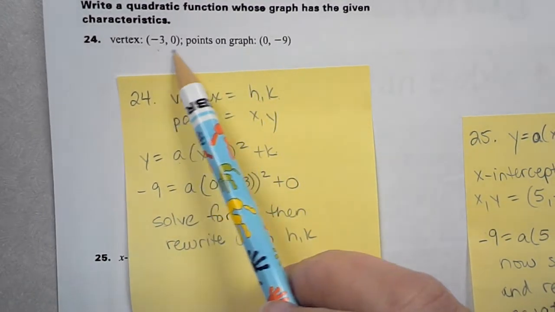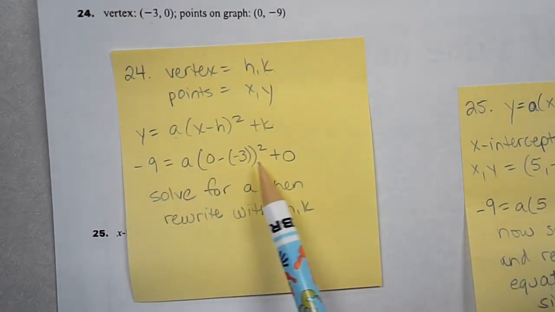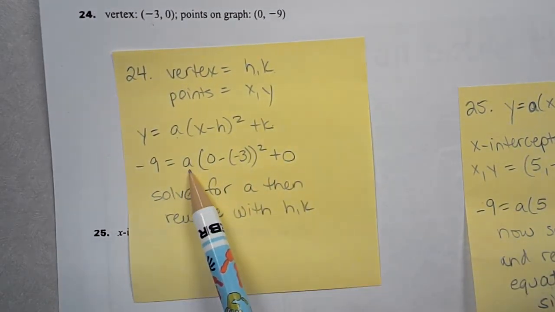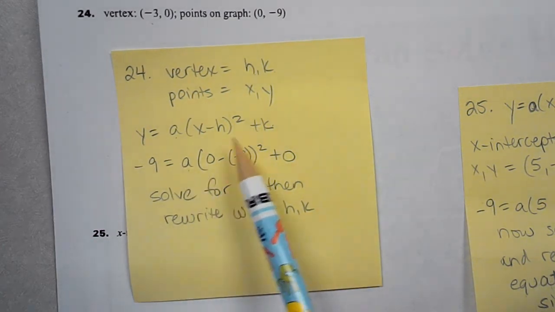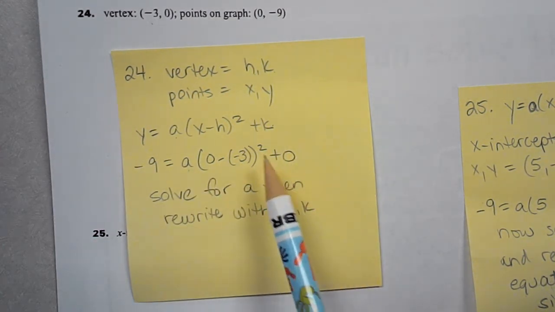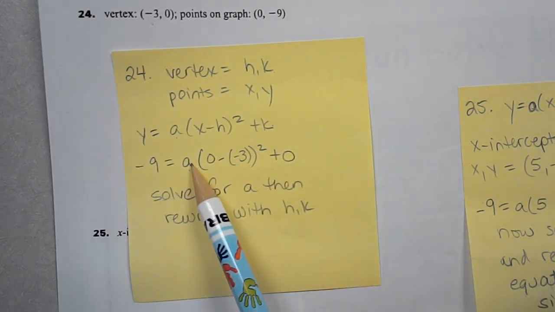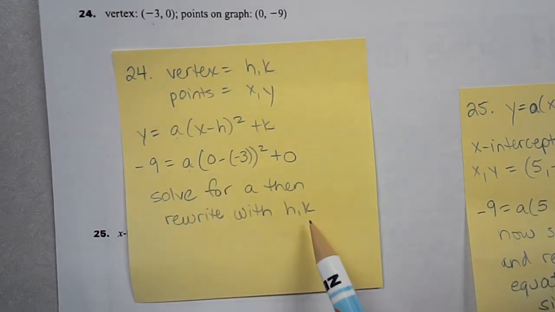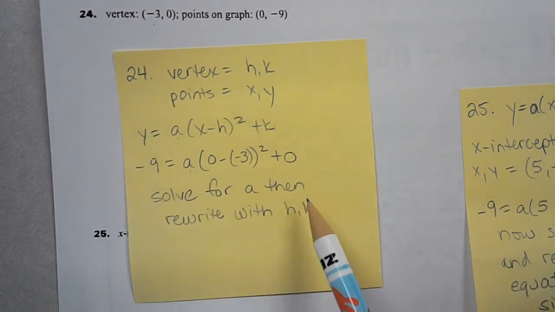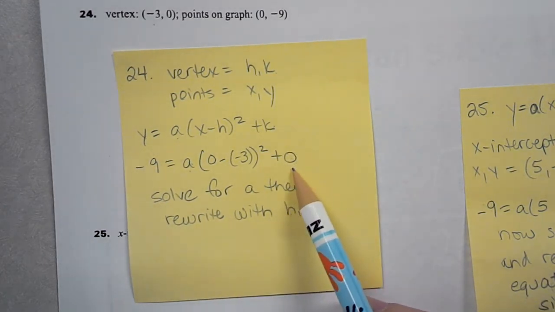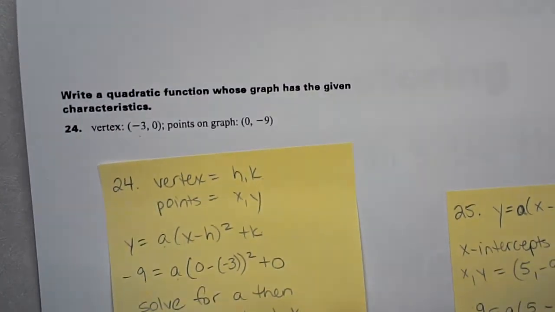So if you take all of your numbers and put them in, which I did here, you solve for the letter a, and after you solve for a, you just simply rewrite this equation with the actual a that you solved for, as well as your h and your k. Since k is 0, you wouldn't need to include that to simplify it.